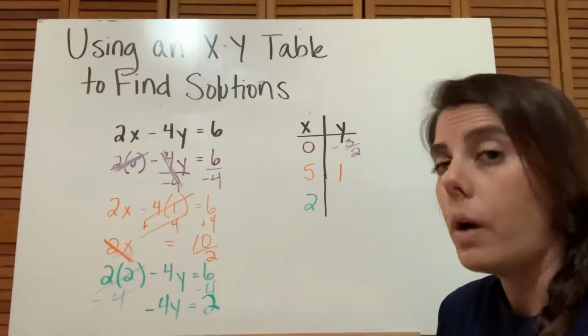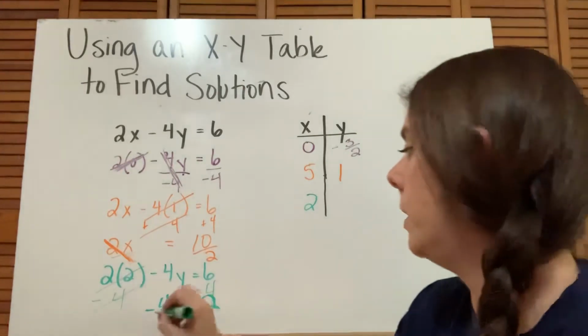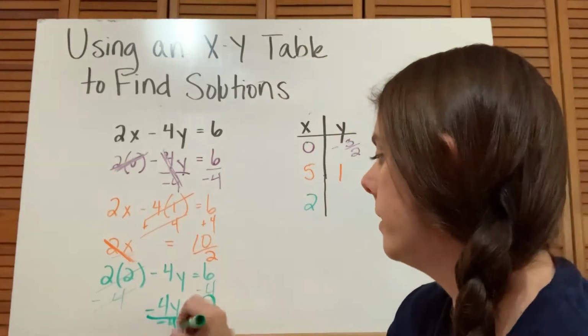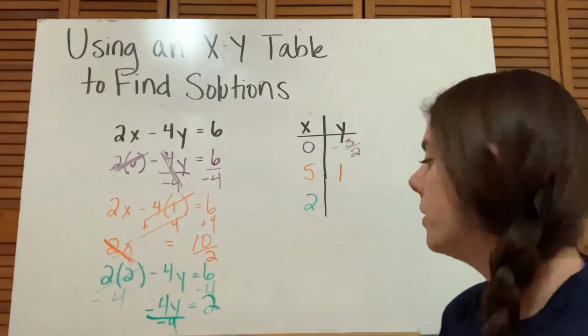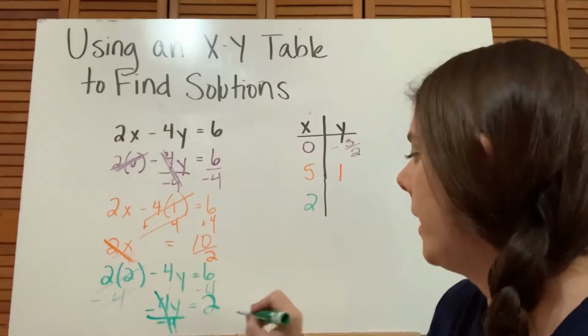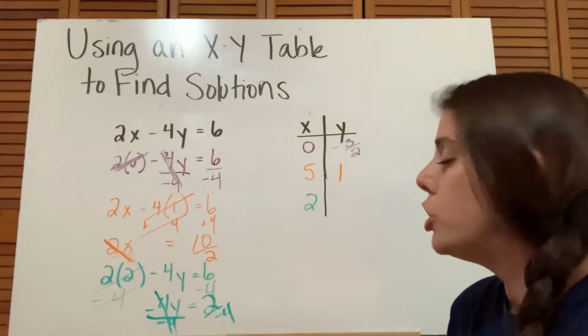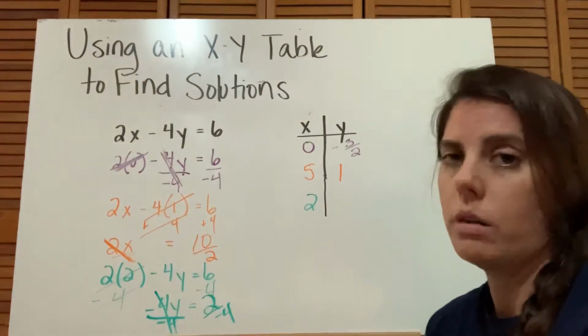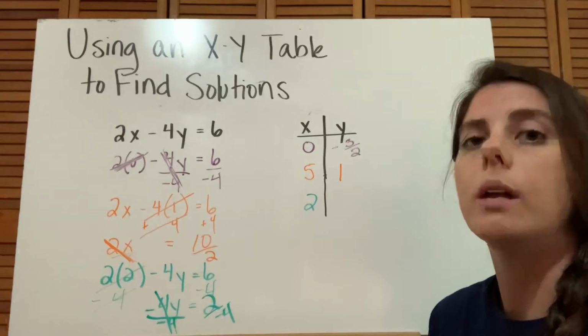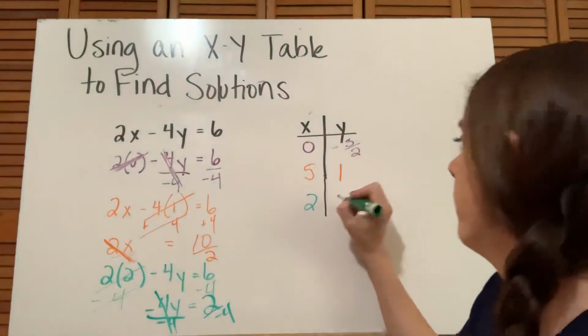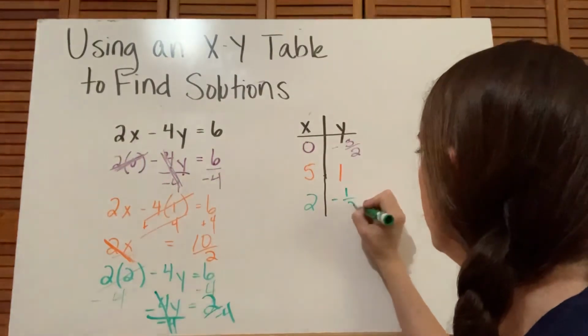So to get the y by itself, we have one more thing that we need to do, and that's divide by a negative 4. Hopefully you can see that. So we're going to divide by a negative 4 on both sides. And 2 divided by negative 4 would be a negative 2/4, and we can reduce that to a negative 1/2. So negative 1/2.